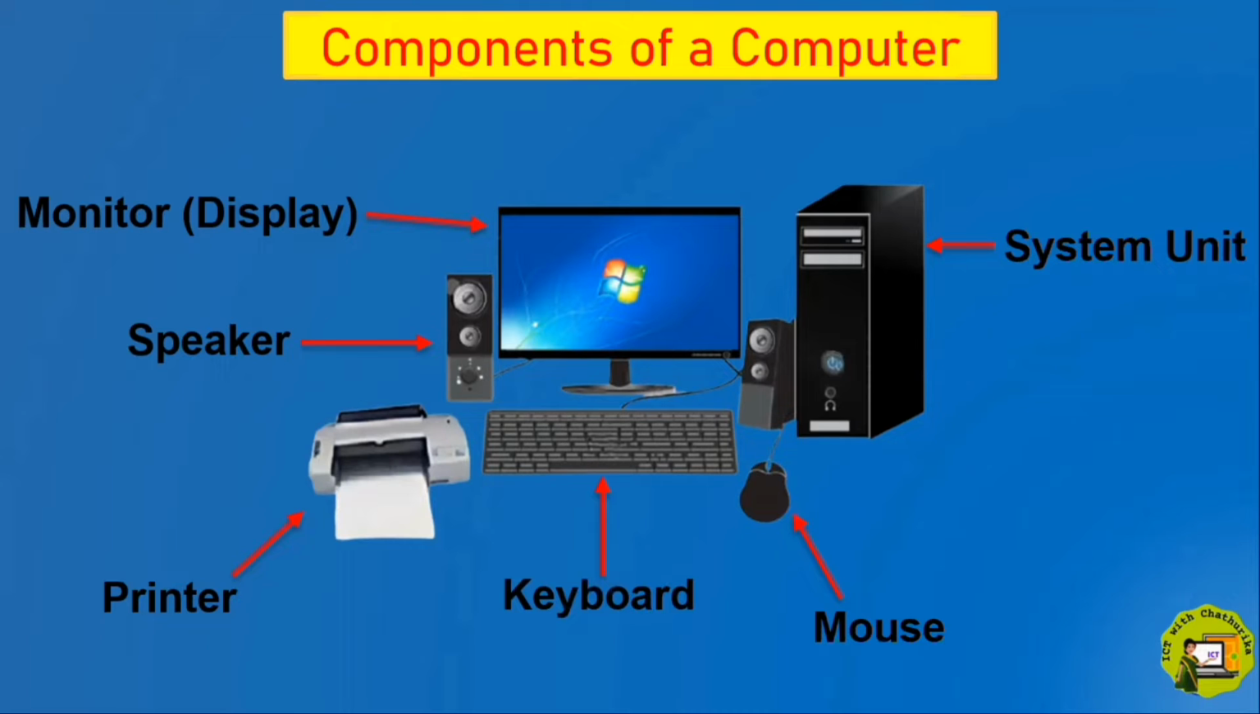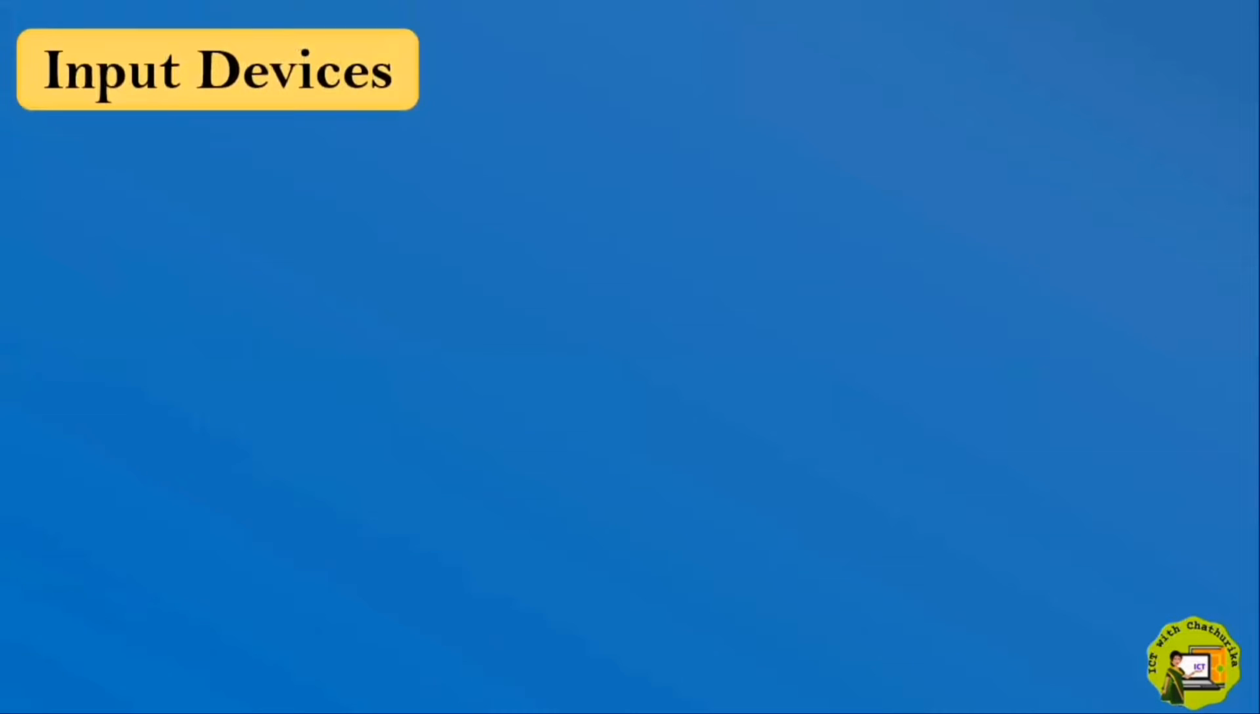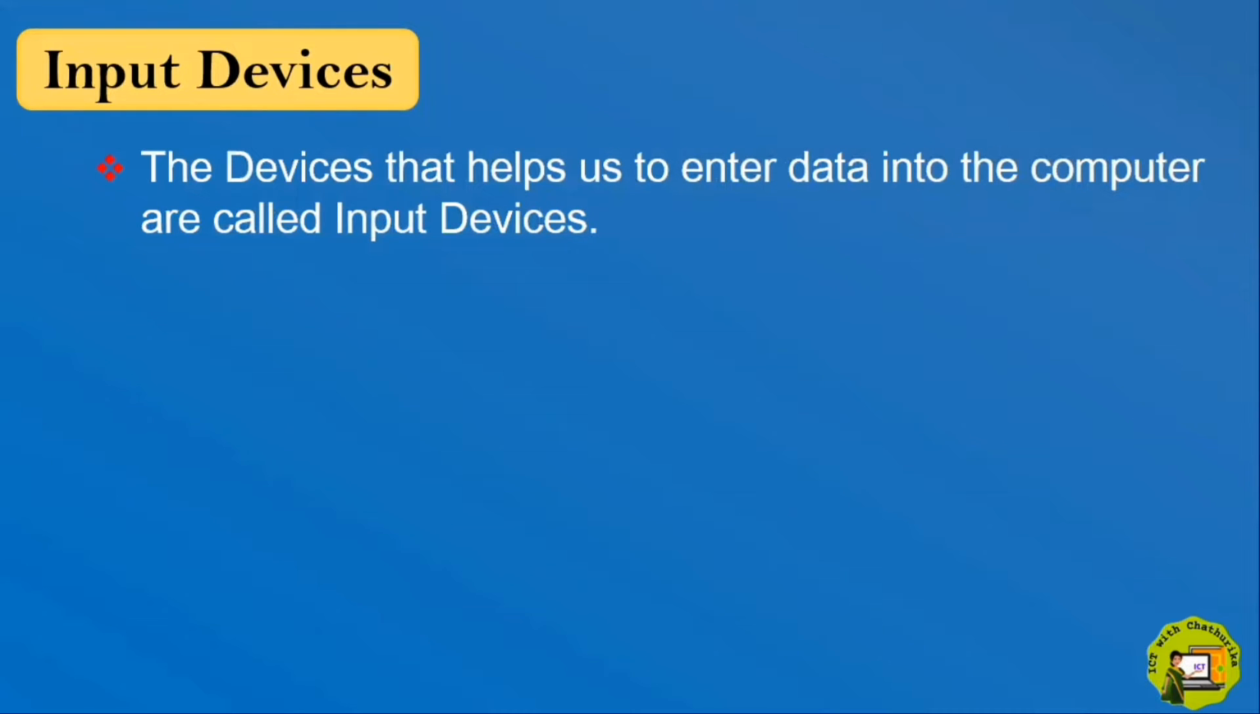We can categorize those parts into components according to the nature of the functions they do. So the first one is input devices. The devices that help us to enter data into the computer are called input devices. They help in giving instructions to the computer. These are used for performing various functions. So let's learn about a few input devices.